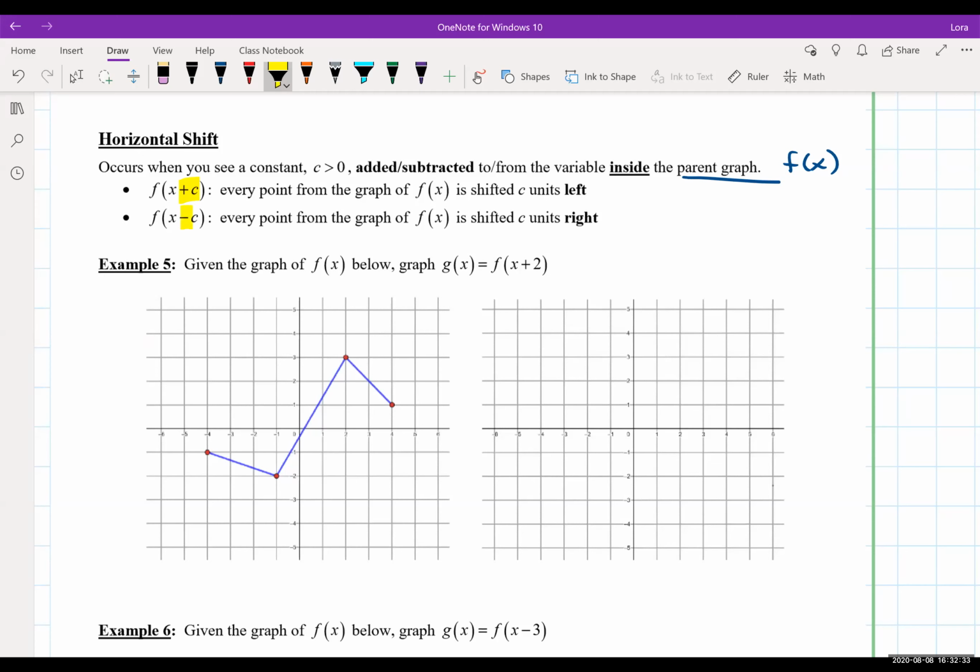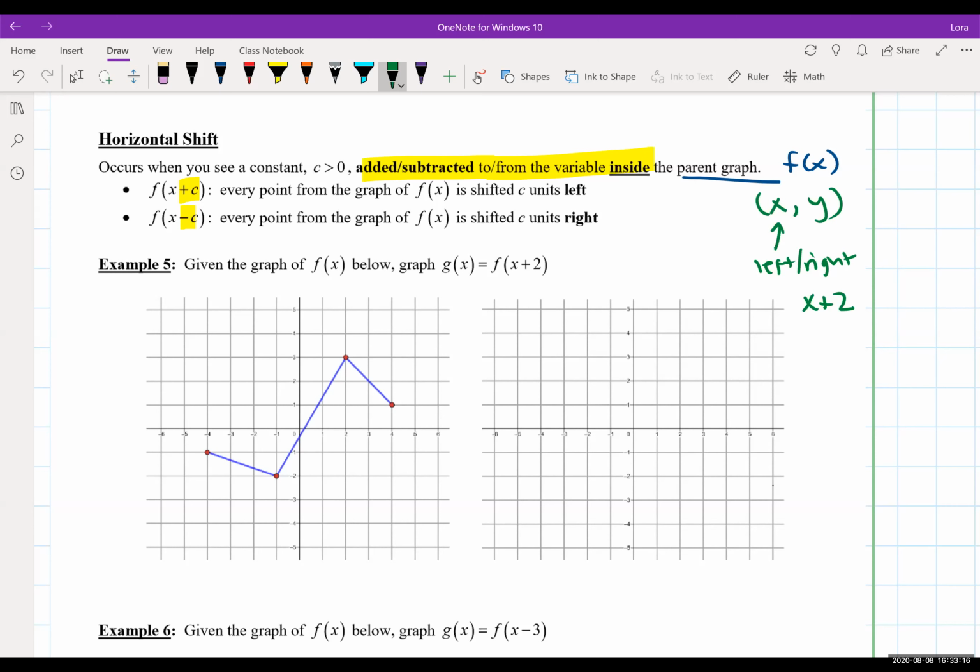It looks like there is a constant added or subtracted to or from the variable inside the parent graph. And that variable inside the parent graph happens to be an x. So if we go towards the same sort of reasoning with our movement, remember that x movements, when you have an xy coordinate, tell you to move left or right. So if you have something like x plus 2, well, that's telling you that the x numbers are going to be moving over 2 units.